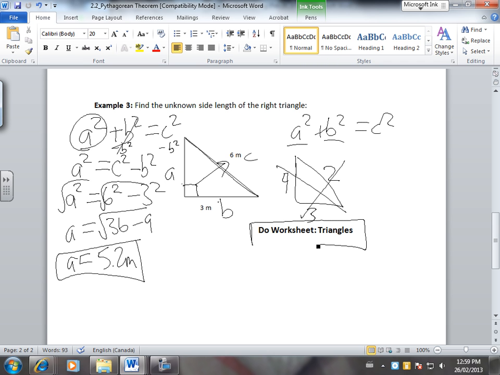So I'm going to get you to work on this worksheet on triangles. It's just a little bit of extra practice, and then we'll move on to the next section.